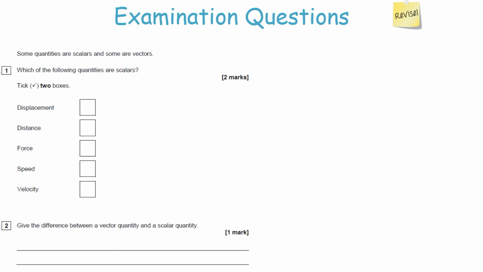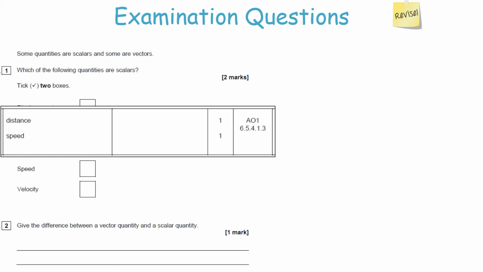Right, now it's very important you can do two things. You can define scalars and vectors, and you can also identify scalars and vectors. So in this instance, displacement is a vector, distance is a scalar. It's actually the scalar equivalent to the vector of displacement. You've got force, which is a vector, speed, which is a scalar, and velocity, which is a vector. Now again, speed is the scalar equivalent of the velocity vector. So the answers are distance and speed.